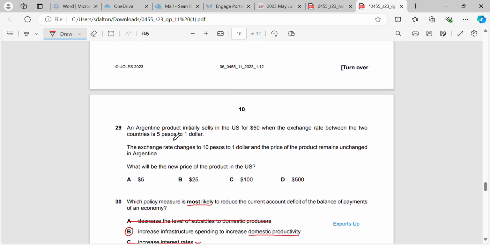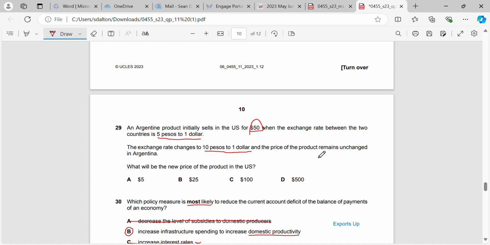Okay, good question here. I like this simplistic style of the question. Exchange rates can be quite complicated, but in this circumstance it's pretty simple to find out if we read the question carefully. So, question 29, an Argentine product initially sells in the US for $50, when the exchange rate between the two countries is 5 pesos to $1. The exchange rate changes to 10 pesos to $1 and the price of the product remains unchanged in Argentina.